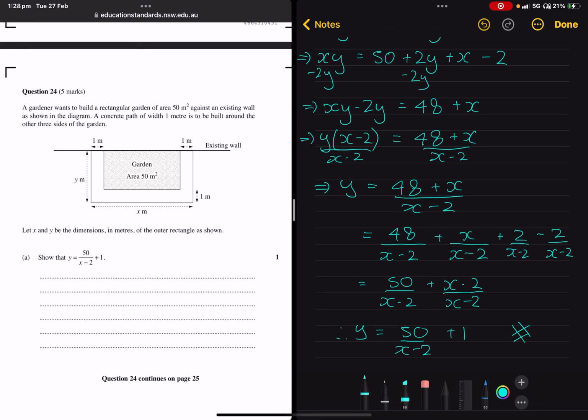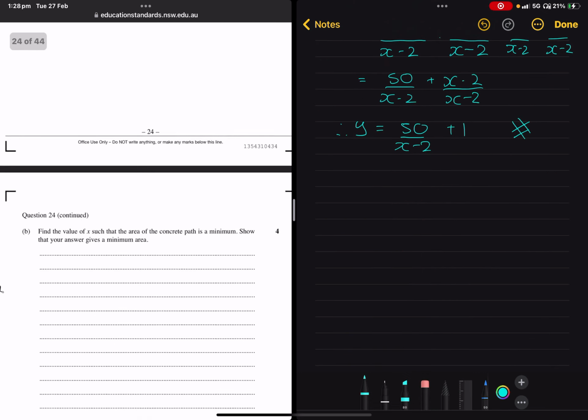Sometimes the working will only have a long form, right? So this is a long form of the working that gets the answer, and it's just going to be worth 1 mark, right? Any amount of working you have that gets you the mark is going to be correct. So this is part A.